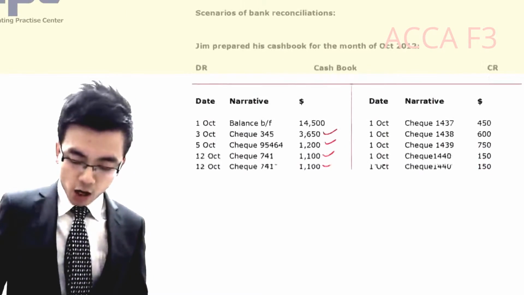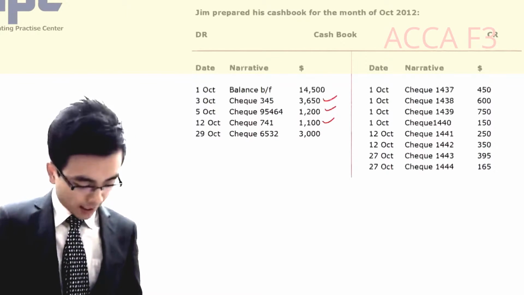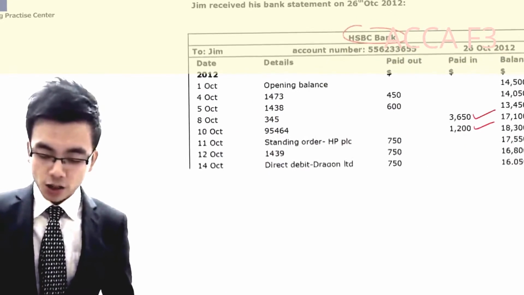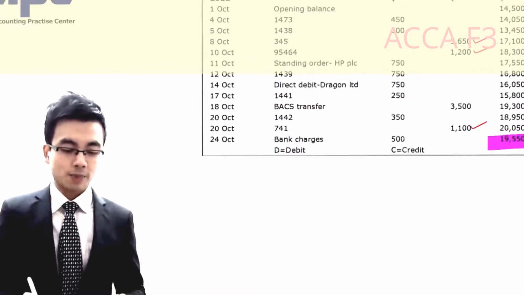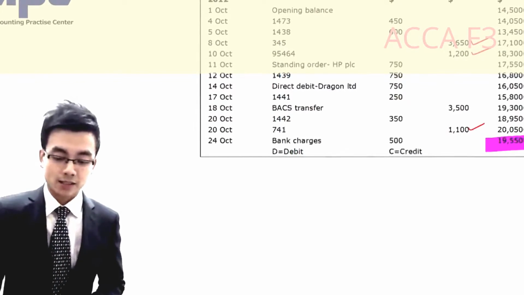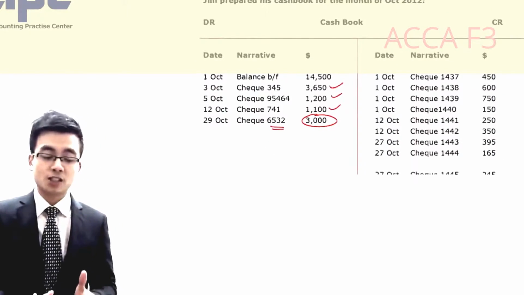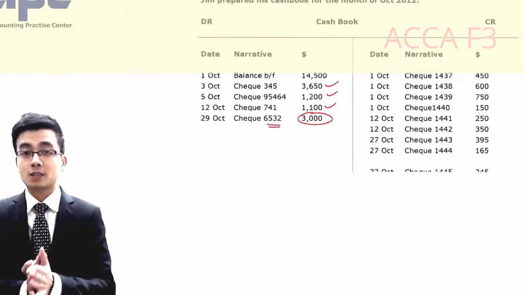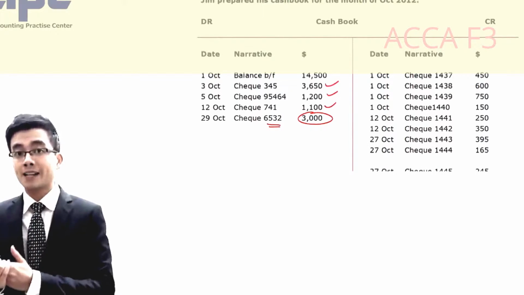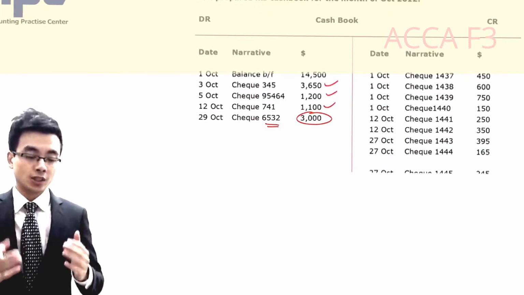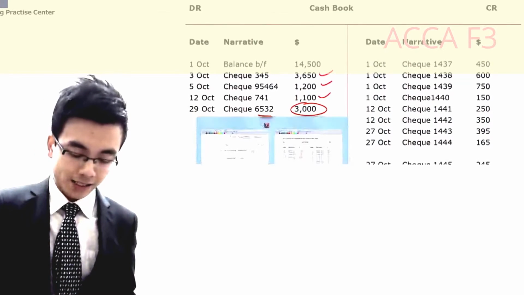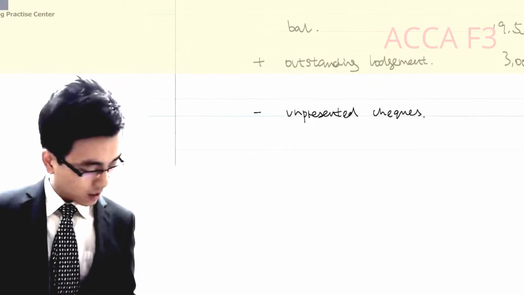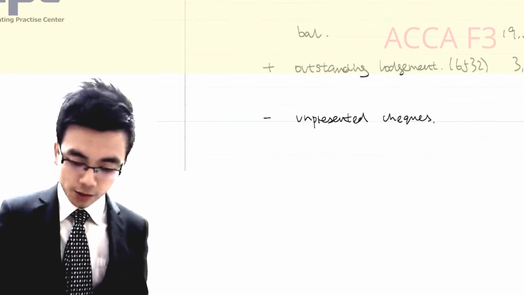And also we have got the check 6532 for 3,000. Those 3,000, check 6532, you cannot trace in the bank statement. What this actually means is the company has received a check from the customer, so they debit the cash within the company, but they haven't gone to the bank to receive this money, so the bank statement hasn't updated this. So this 3,000 is the outstanding lodgement here, and you need to adjust for that. It's related to check 6532.